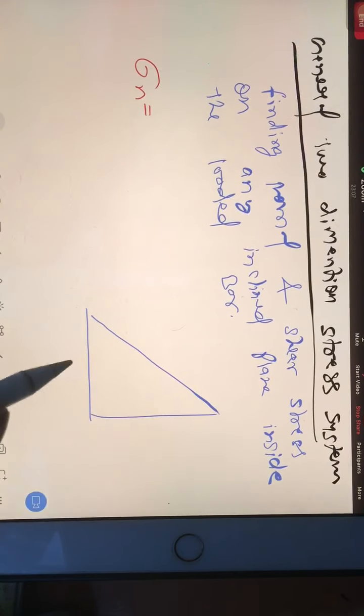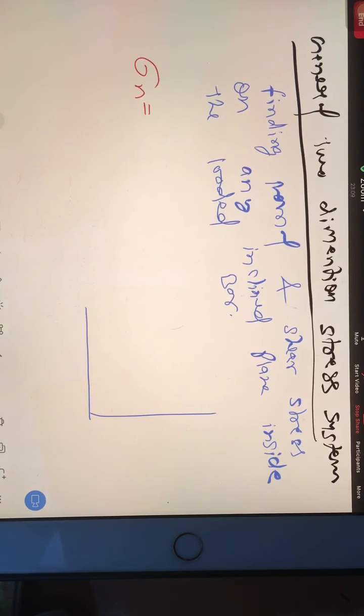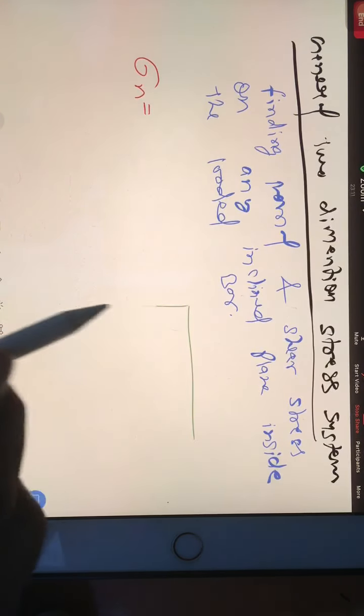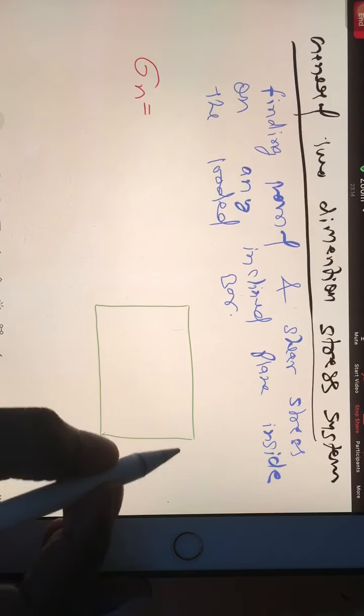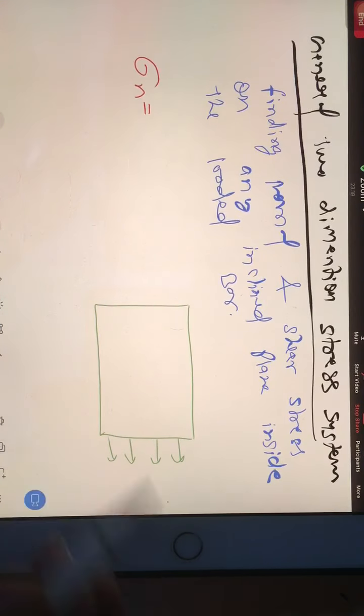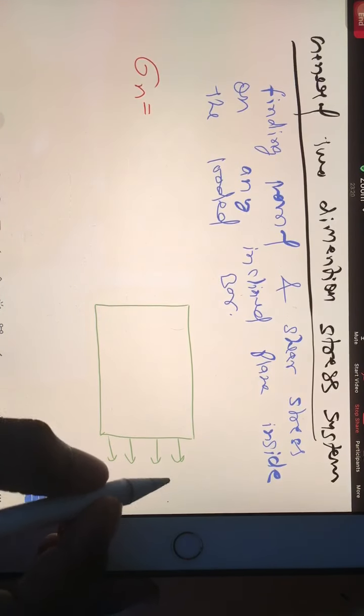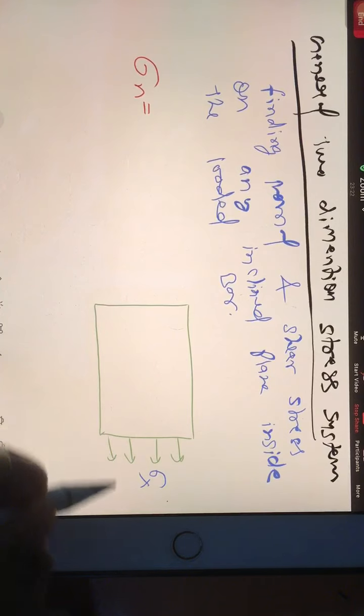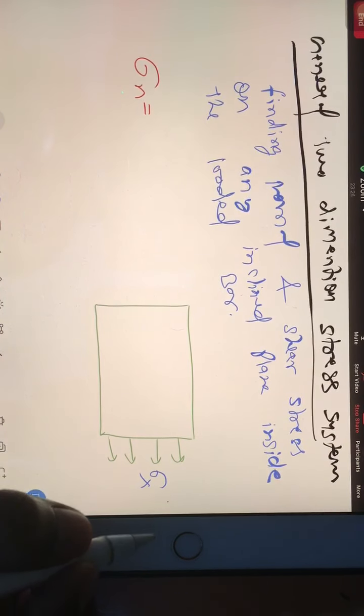Okay. So suppose this is any bar, and on this side any force is acting. So that force I divide by the area, and I get my sigma x. What is sigma x? Stress in x direction.